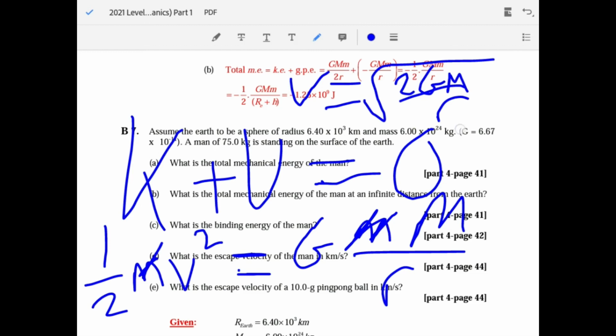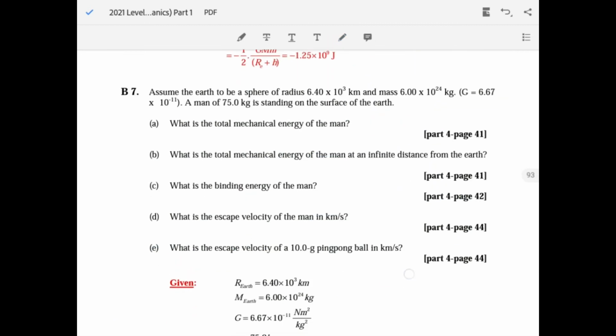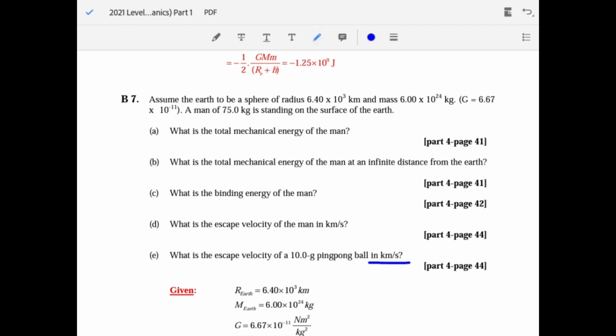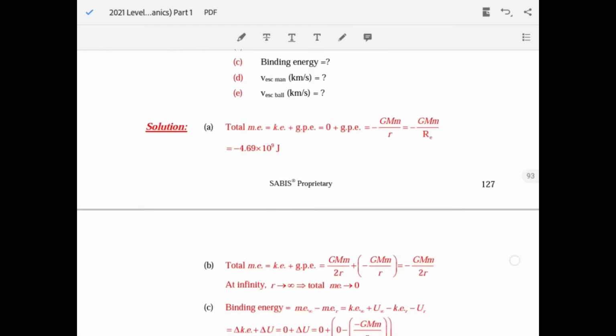Now notice here there is no mass. Now you just substitute the variables, you should get it. Since there is no mass, what's the escape velocity of a 10-gram ping pong ball? It's the same thing, because there's no mass. And they said in kilometers per second, so whatever answer you get, divide by 1000. Also make sure the radius is in meters. That's it for B7. Now B8.